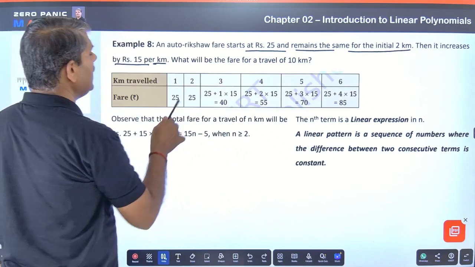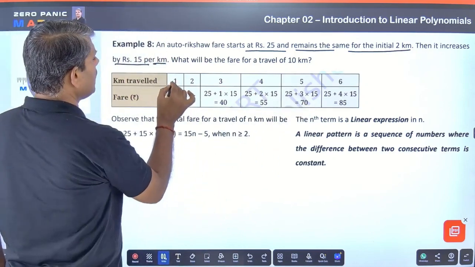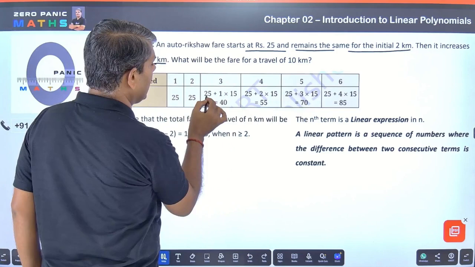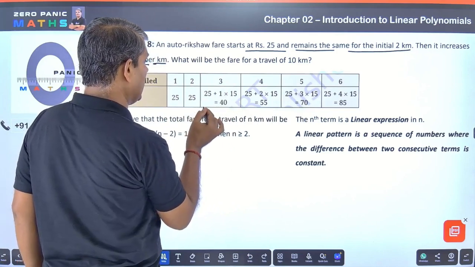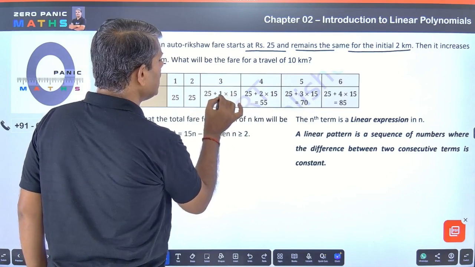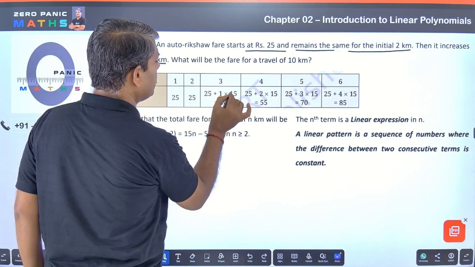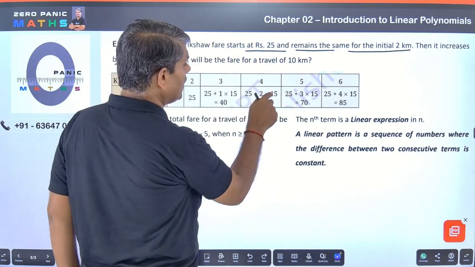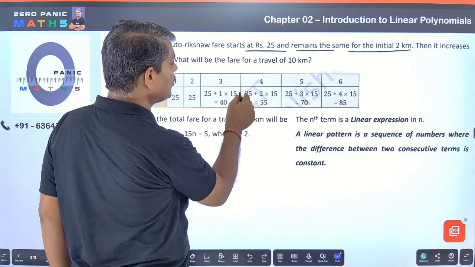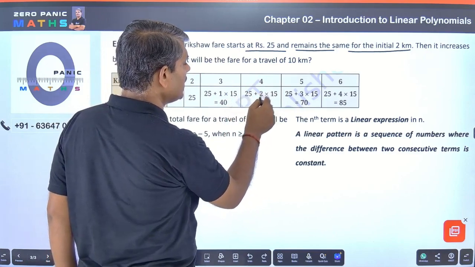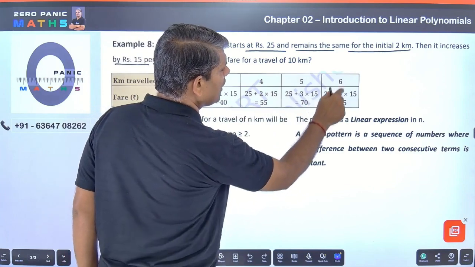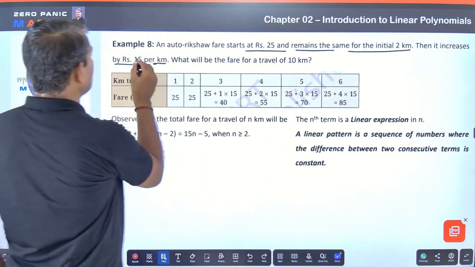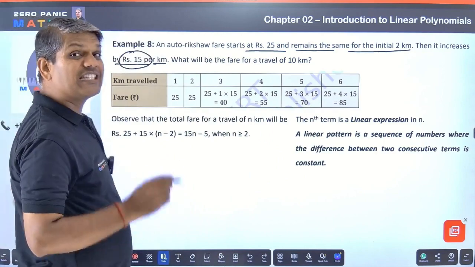Okay, let us see the table first. The first kilometer and second kilometer are 25. After the third kilometer, 15 gets added to the 25. How is the 15 getting added? It is one time 15 which is added to 25, so 25 plus 15 is 40. In the next, two times the 15 is getting added to the 25, which is 25 plus 30, which is 55. Similarly, if you go on continuing, you can observe that at every stage the fixed amount of 15 rupees is getting added.